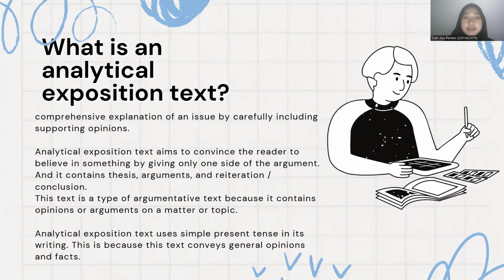This is a type of argumentative text because it contains opinion or argument on a matter or topic. And also, analytical exposition text uses simple present tense in its writing, because this text contains general opinion and facts. Next.